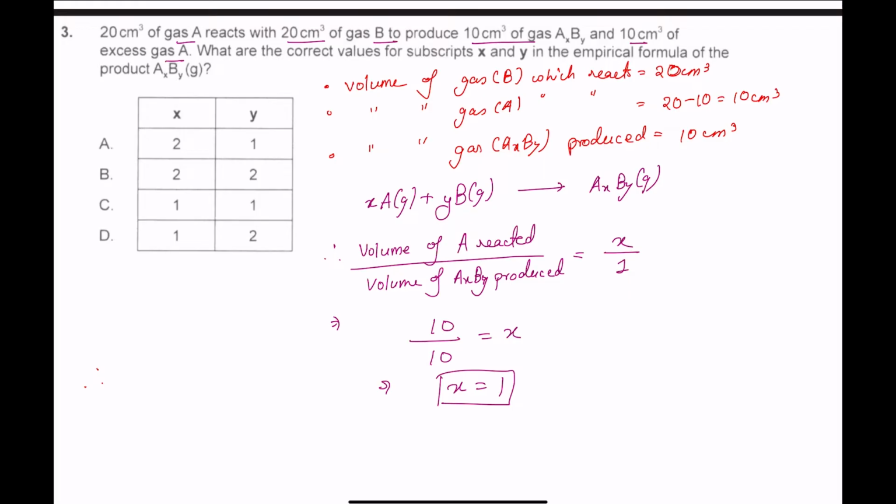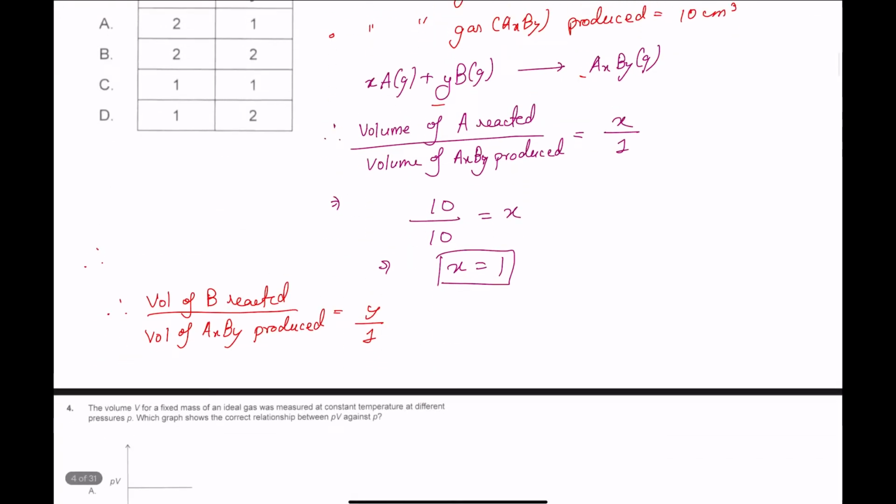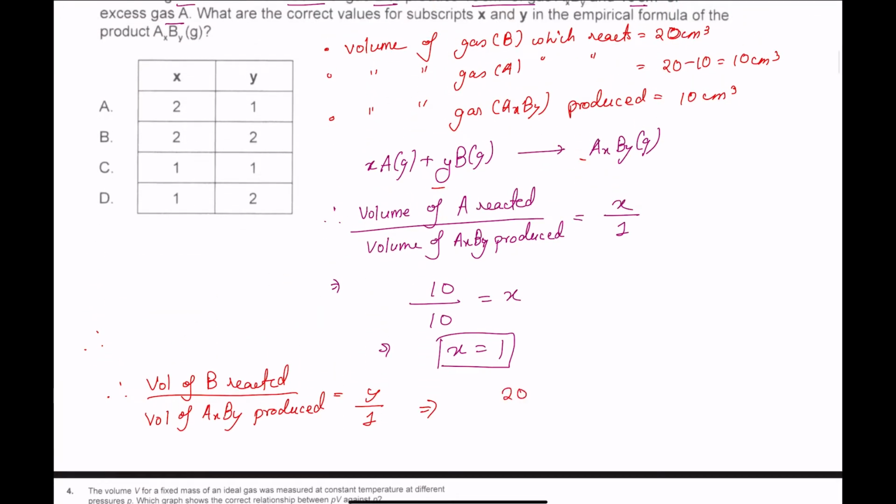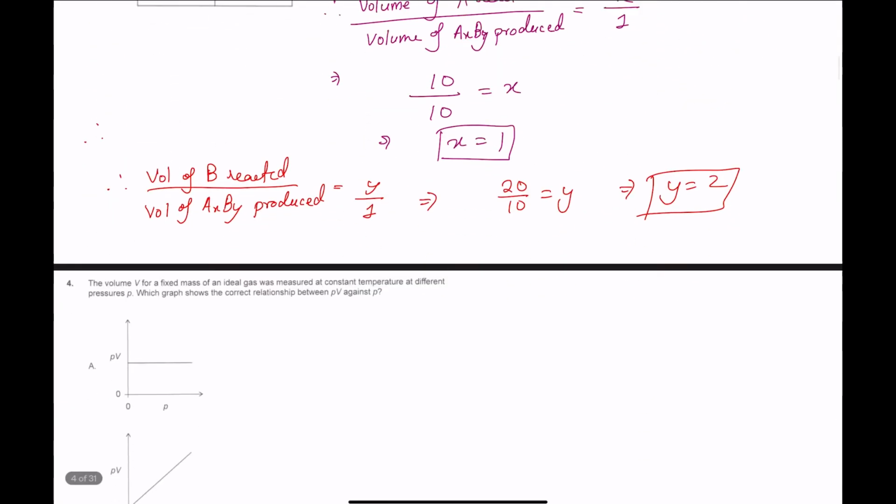Now, we have to find the value of Y. For Y, we can just write the stoichiometric ratio between B and AXBY: the volume of B reacted by volume of AXBY produced. This would be Y over 1, because Y is the coefficient of B and 1 is the coefficient of AXBY. So the volume of B reacted is 20, AXBY produced is 10, and this is equal to Y. From here, I can say Y is equal to 2. So X equals 1, Y equals 2 is the correct answer. From here, option D would be the correct answer to this question.